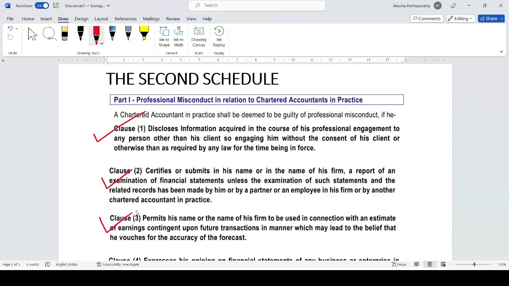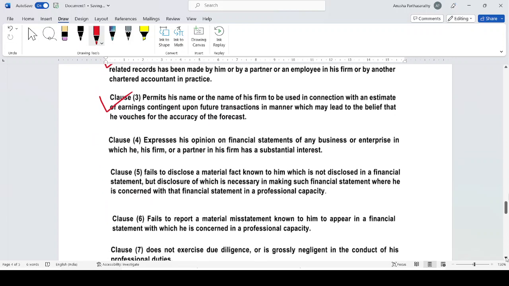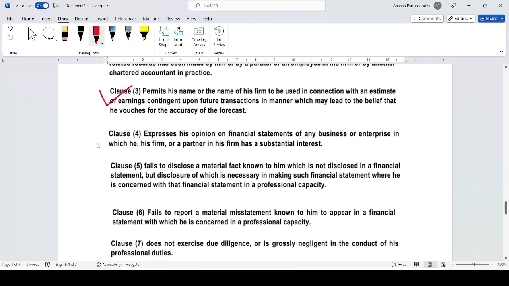As per Clause 3 of Part 1 of the second schedule, Chartered Accountants Act 1949, a chartered accountant in practice should be deemed to be guilty of professional misconduct if he permits his name or the name of his firm to be used in connection with an estimate of earnings contingent upon future transactions in a manner which may lead to the belief that he vouches for the accuracy of the forecast.